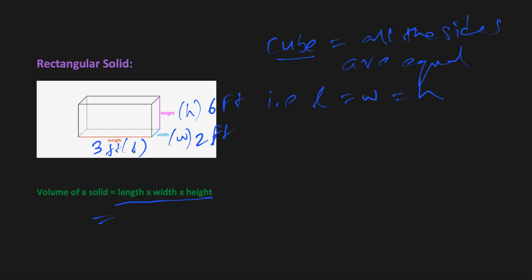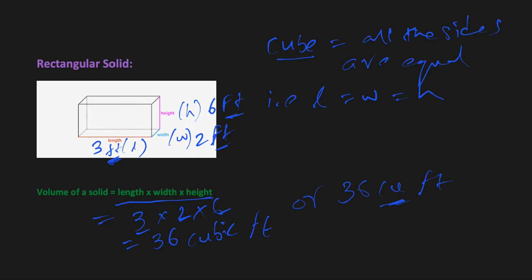So if the height is 6, width is 2, and length is 3, for this example our volume would be 3 times 2 times 6, which is nothing but 36 cubic feet. Again, why cubic? Because we are multiplying 3 times, so feet is being multiplied 3 times. Therefore it's cubic feet.